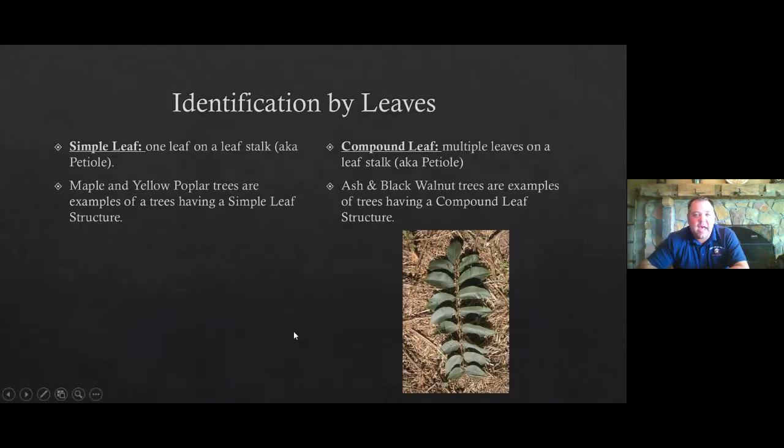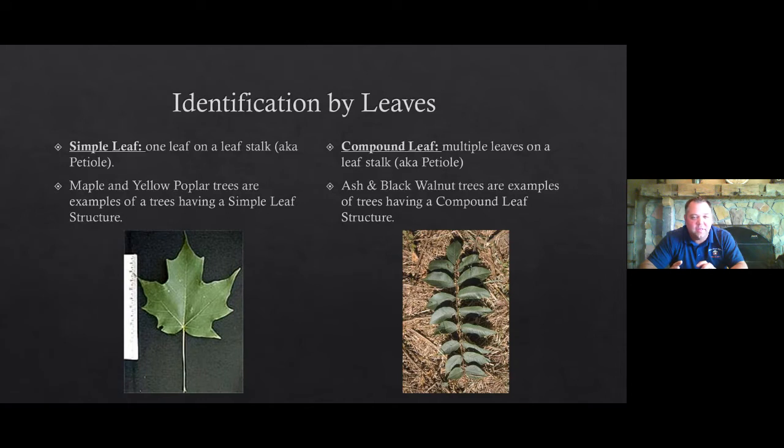So the next thing we look at is the identification of the tree by the leaves. Trees are either going to have a simple leaf or a compound leaf. We seem to have lost a picture here. We're supposed to have a picture of a simple leaf, but simple means one simple leaf all by itself. Think of a maple tree. Think of a maple leaf, which is the same leaf that's on the Canadian flag. It's just one leaf all by itself. And your maple, your yellow poplar, your oaks are all going to be simple leaves.